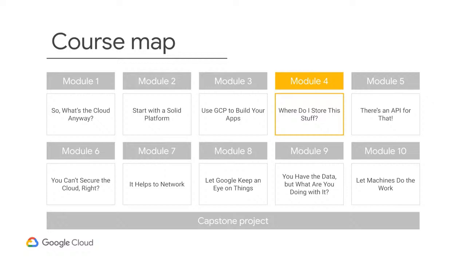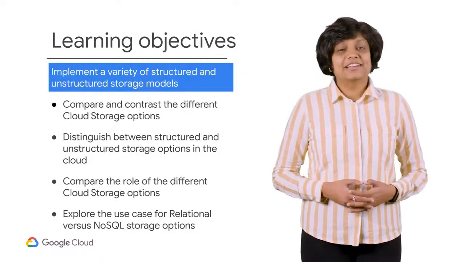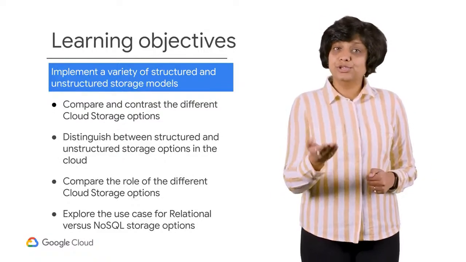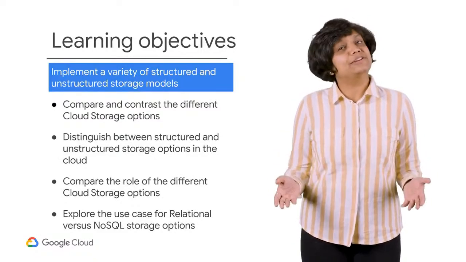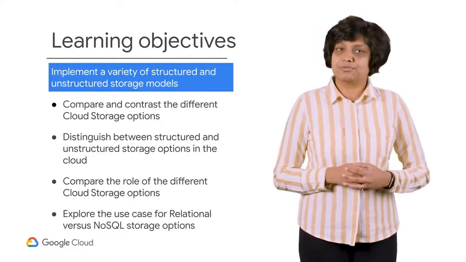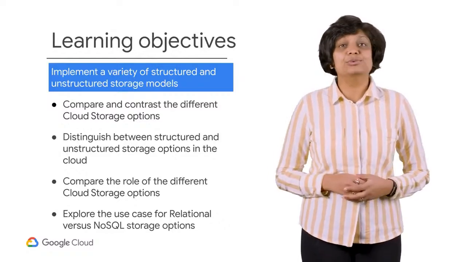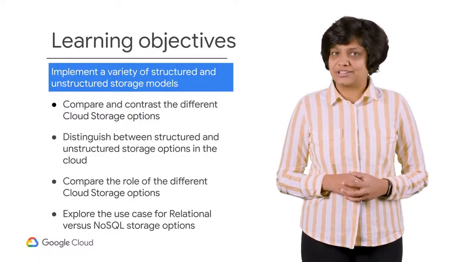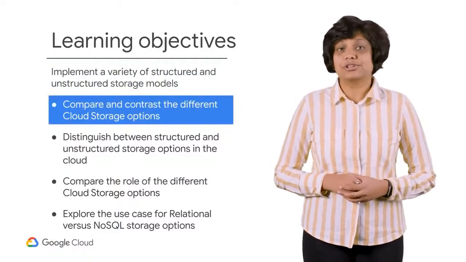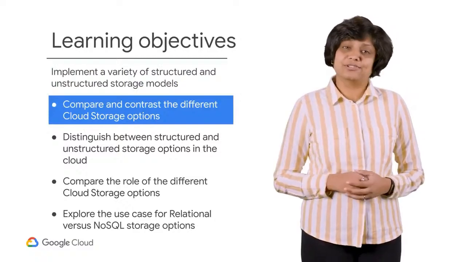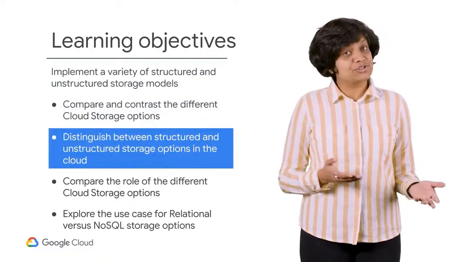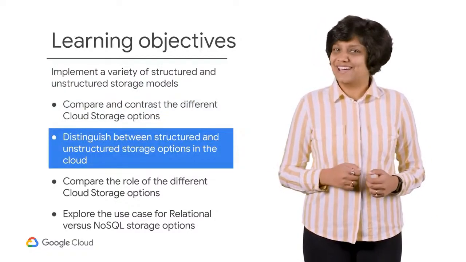In this module, you will learn about storage and database options in GCP. The objective of this module is for you to be able to implement a variety of structured and unstructured storage models. To achieve this goal, you will need to meet the following learning objectives. Discuss the different storage options that exist in the cloud. Differentiate between structured and unstructured storage in the cloud.